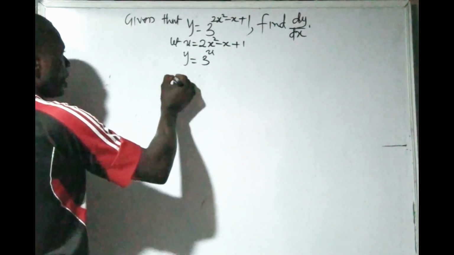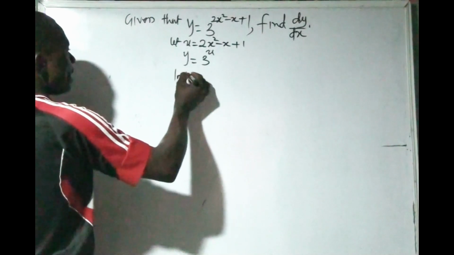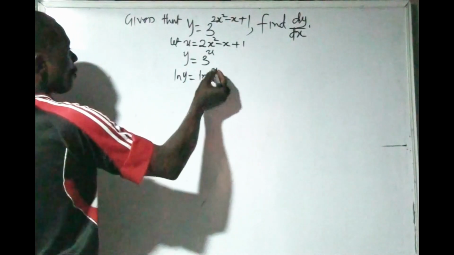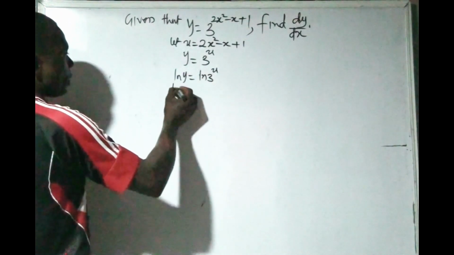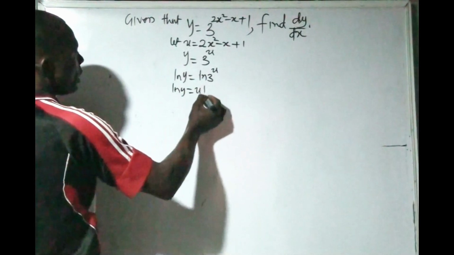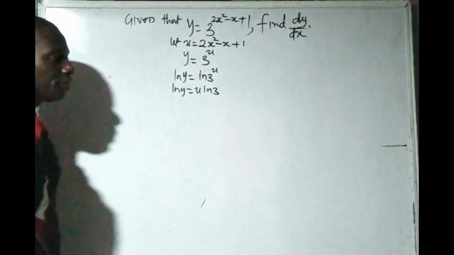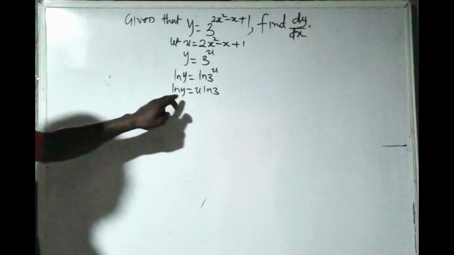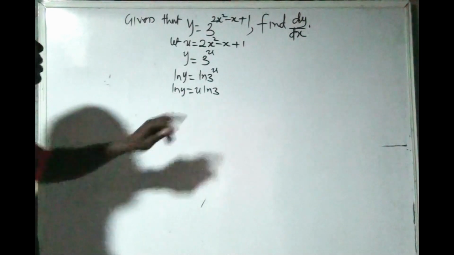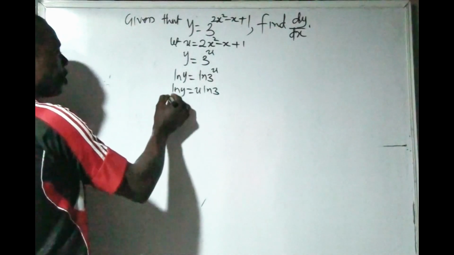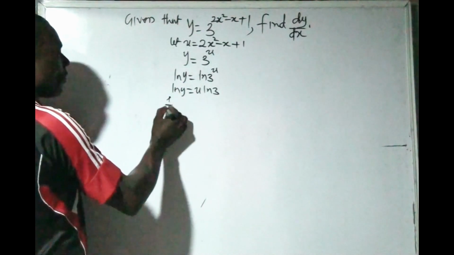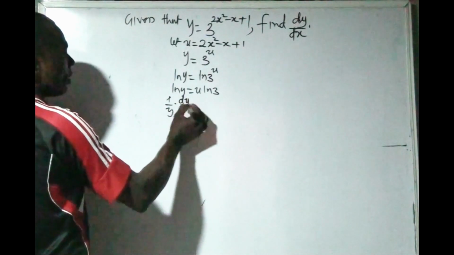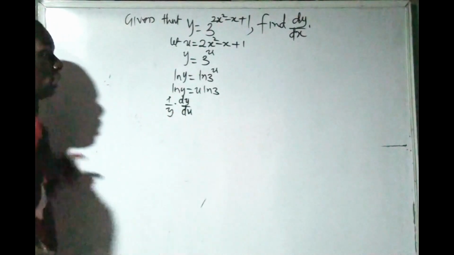So here we take ln of both sides, that is logarithm of both sides. This becomes ln y equals ln 3 raised to power u. Now from the log of logarithm, this becomes u ln 3. So here we can apply differentiation. We're going to differentiate this with respect to u. So if I'm differentiating ln y, it is 1 over y, but because we are differentiating with respect to u, this becomes 1/y dy/du.